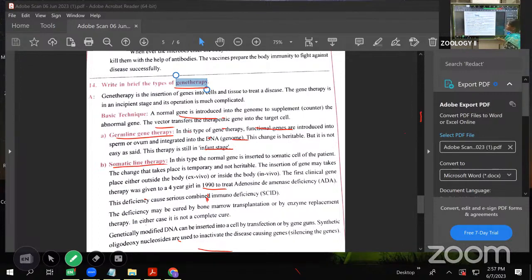We insert the genes into germ cells like ova and sperm, which we call germline gene therapy. We introduce the genes into the somatic cells, which we call somatic line gene therapy. Clear?